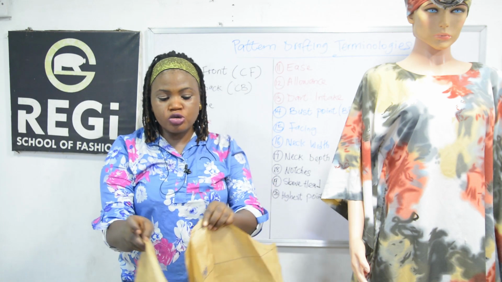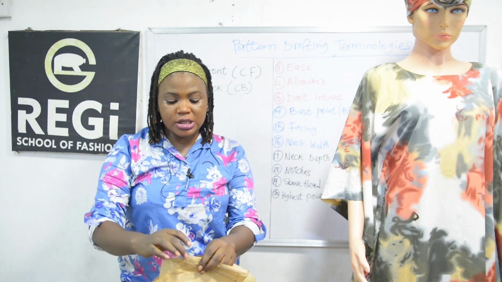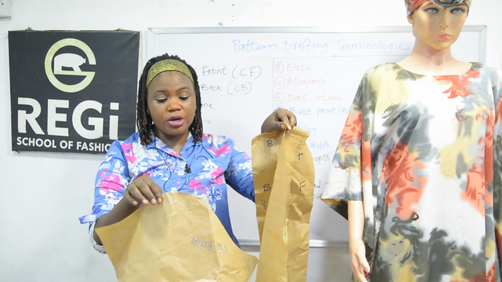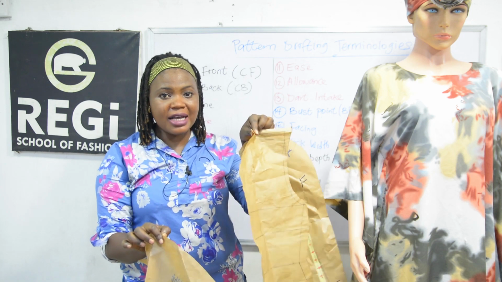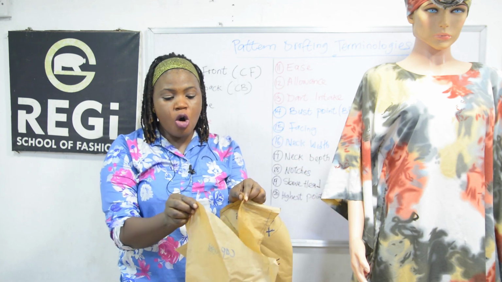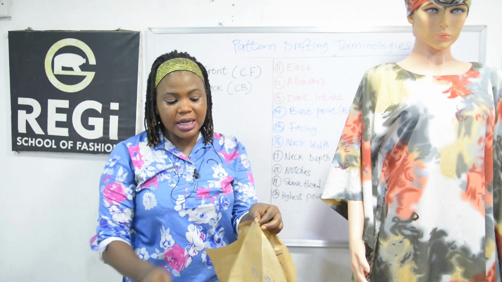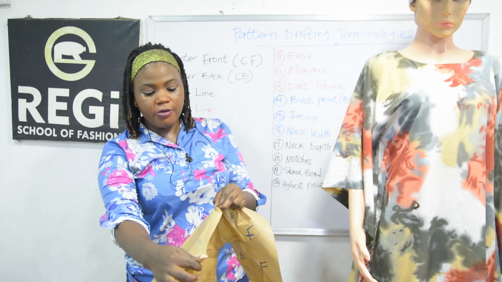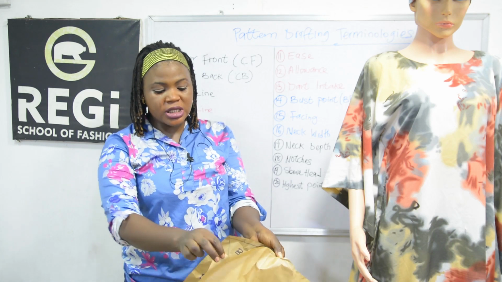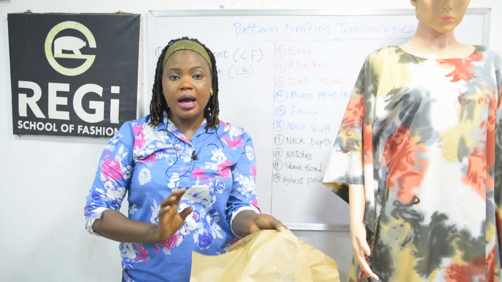By the time I'm constructing my dress, when I'm ready to join the sleeve together with the bodice, the HPS I have on my sleeve must align together with the HPS I have on the bodice. They must meet like so. What I have on this side is going for the front armhole, and what I have on this side is going for the back armhole.